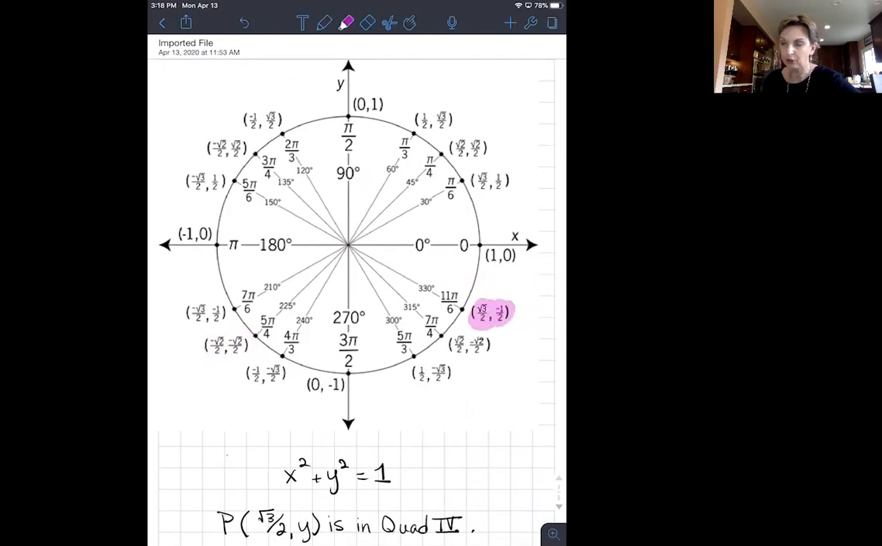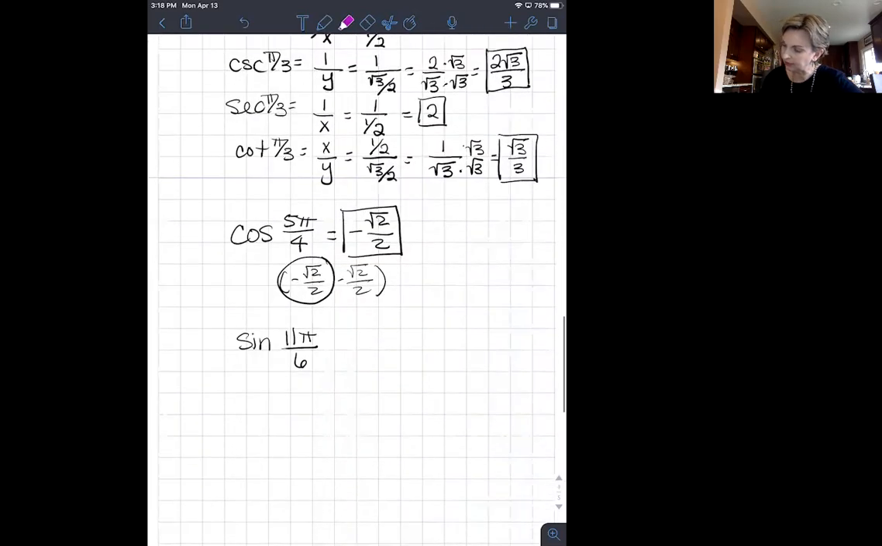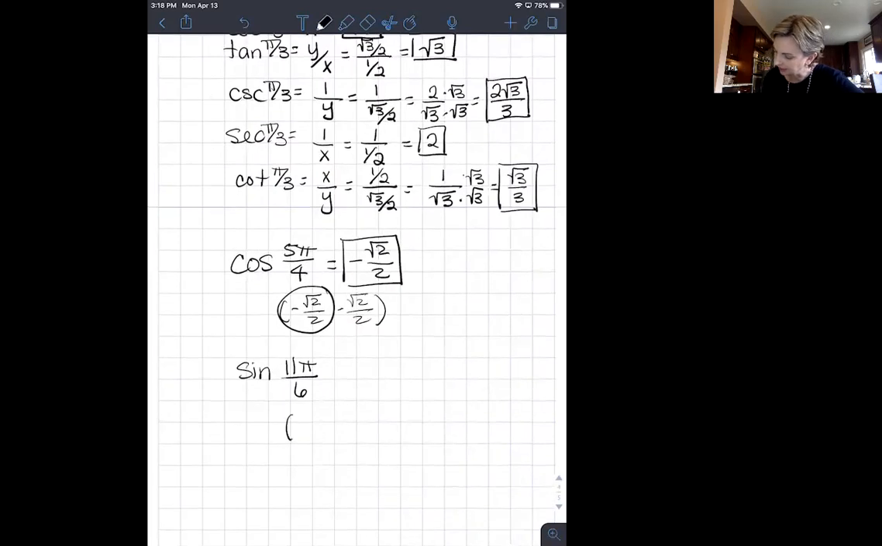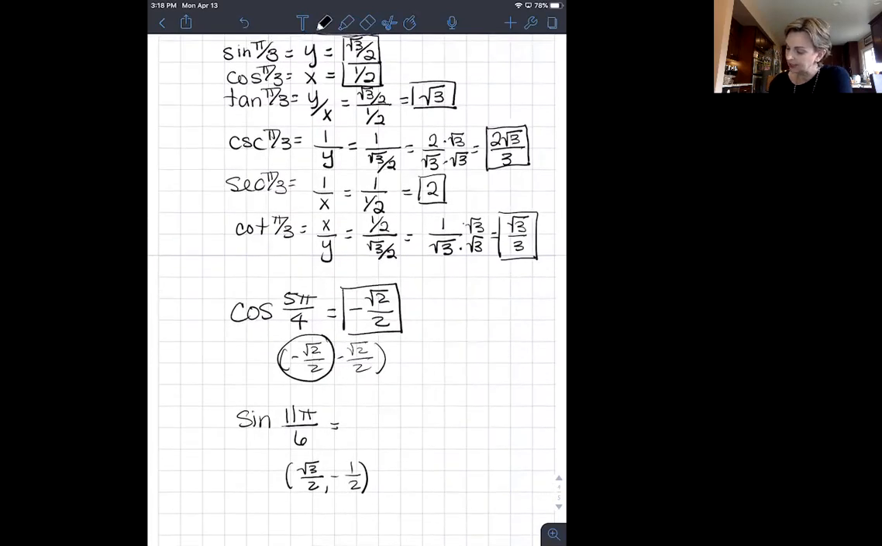And it looks like the coordinates for 11 pi over 6 are square root of 3 over 2 and -1/2. Now we want to know the sine of that point. And sine, remember, is the y coordinate, right? And the y coordinate is the -1/2. So that means our answer is -1/2, just like that.